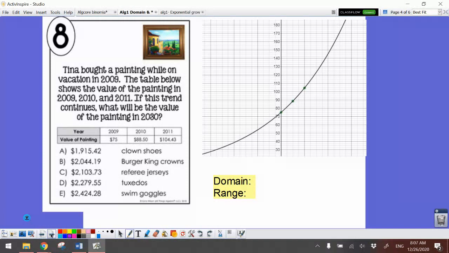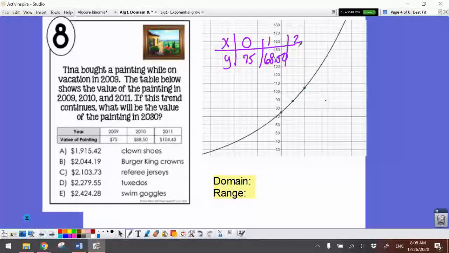I want you to think about what this really is: a table. So as a table, I have my x value and my y value. The first year I bought it, which was time 0, it was $75. The first year, which was 2010, was $68.50. The second year was 2011, it went to $104.43. So I see that this is going up.